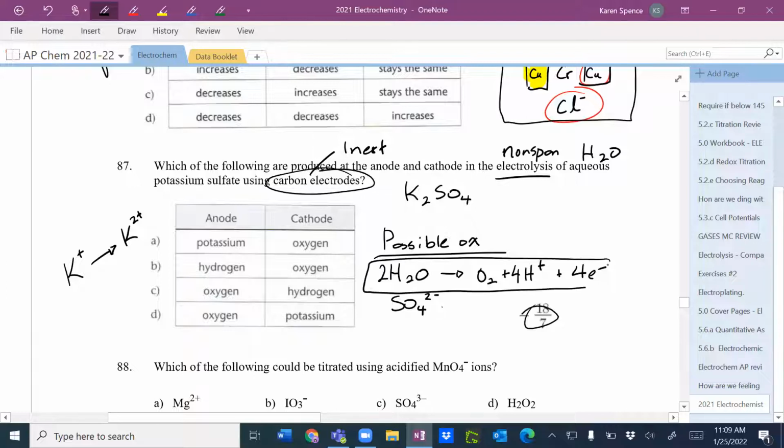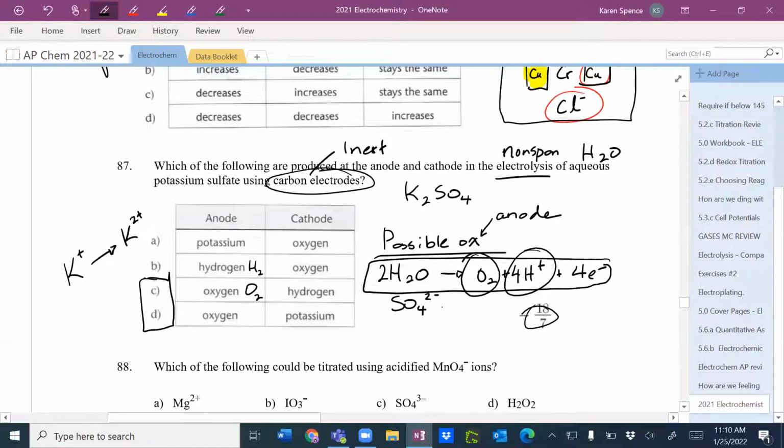So what is being produced at the anode? Because of course, anode is where oxidation occurs. And that would be hydrogen. Did I do that right? Oxygen, O2. So when they say hydrogen, they mean H2. Otherwise, they would have said hydrogen ions, H+. When they say oxygen, they mean O2, not O2-. And so we are looking at either C or D.